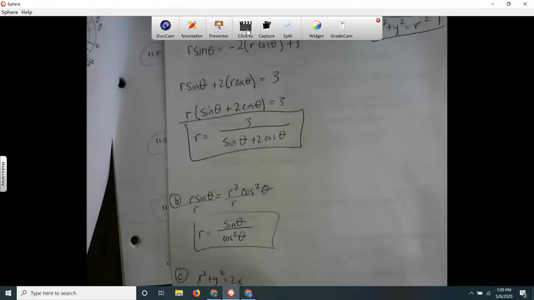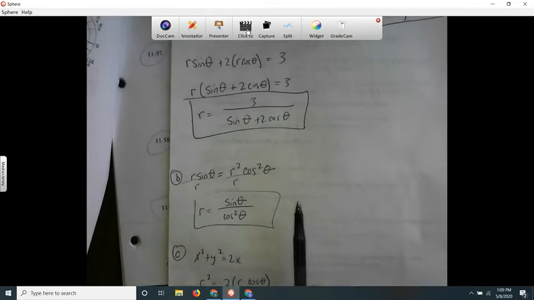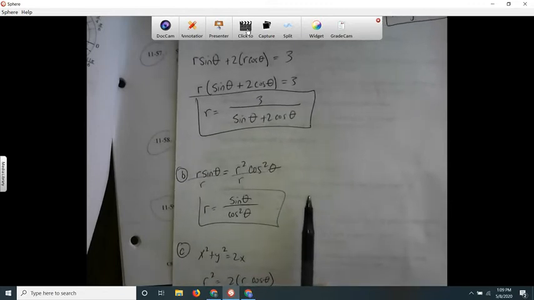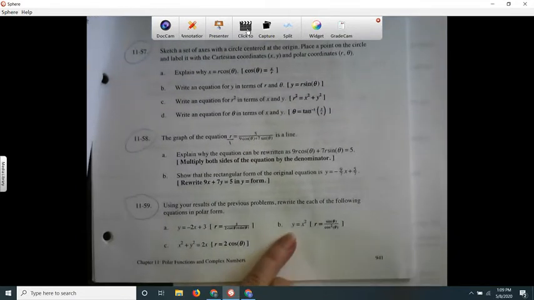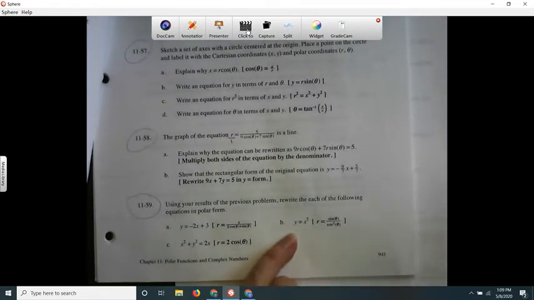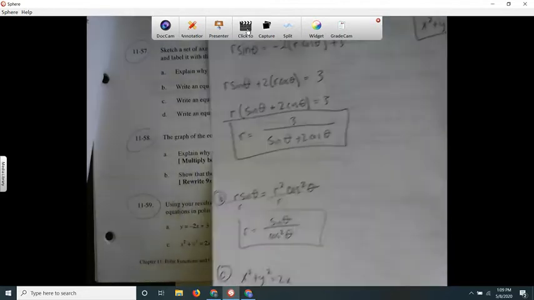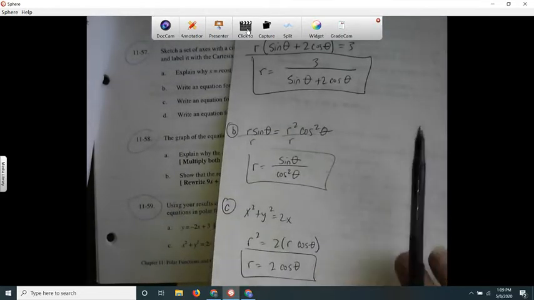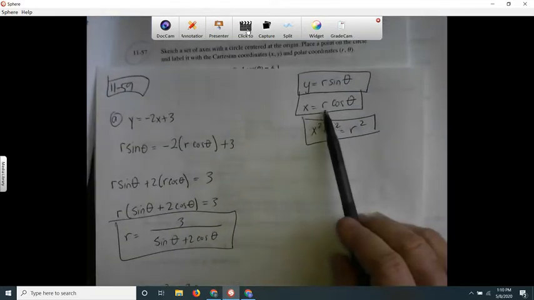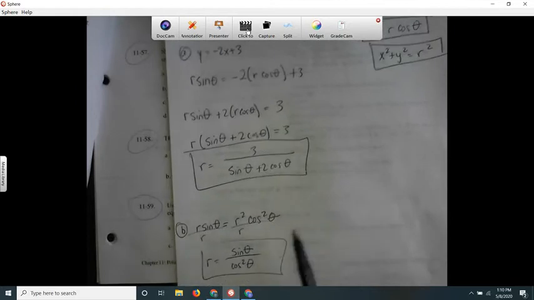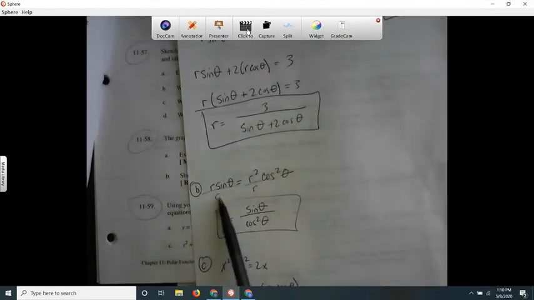And then for letter B, it was y equals x squared. So for y, you're going to fill in r sine theta. And for x squared, you're going to fill in r squared cosine squared theta. And then to solve it for r, just divide both sides by r, and you'll get this. So just doing a little bit of algebra.